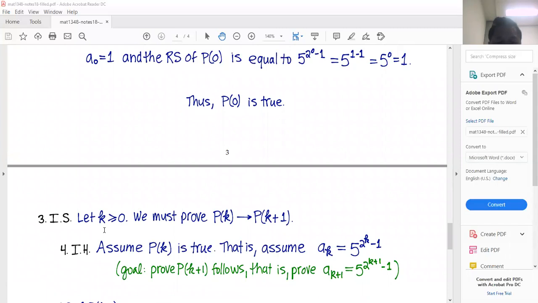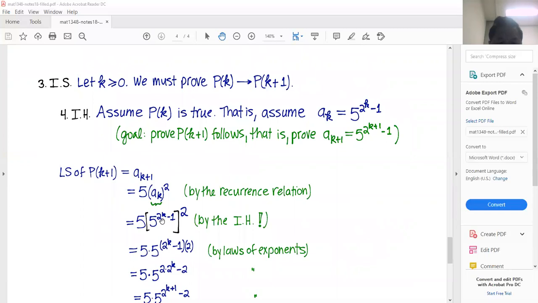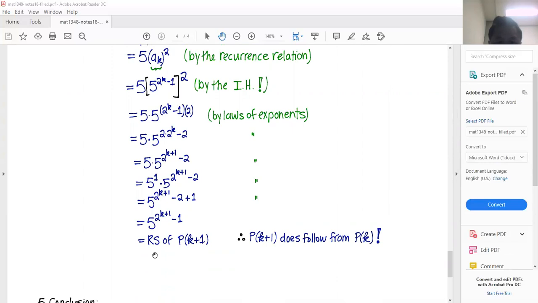Let's suppose P(k) is true, which means a_k is 5 to the power 2^k minus 1. So P(k+1) is about a_(k+1). If we use algebra to prove it, finally we get the right side, which means P(k+1) does follow from P(k).